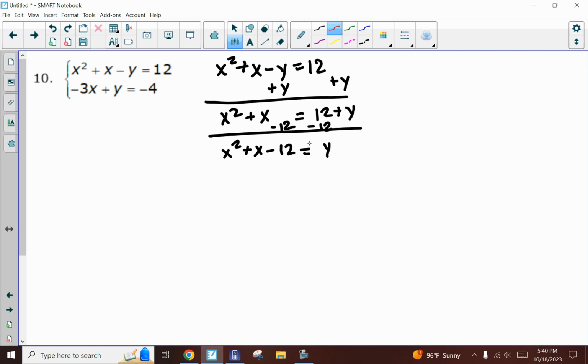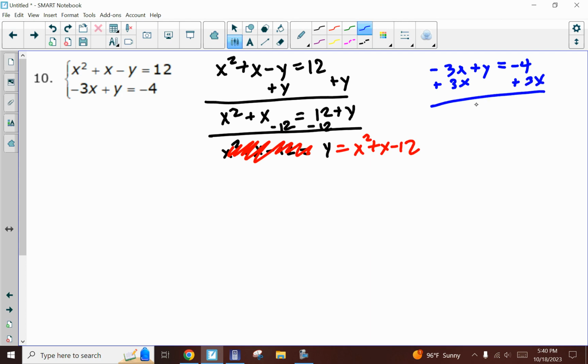And again, I don't like the equal sign on that side, so I'm going to put it on this side. x squared plus x minus 12. And I'll just get rid of this. So the first one says y equals. Now I got to do the same thing for the second one. So -3x plus y equals -4. So this one, since y is positive, I'm going to leave that there, and I'm just going to add the 3x over. So y equals 3x minus 4.